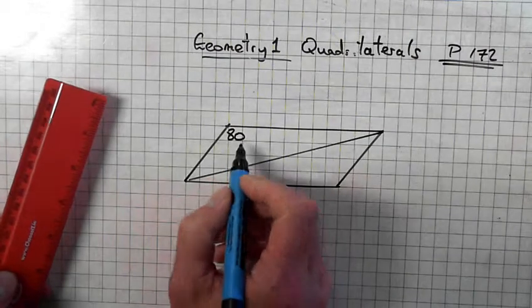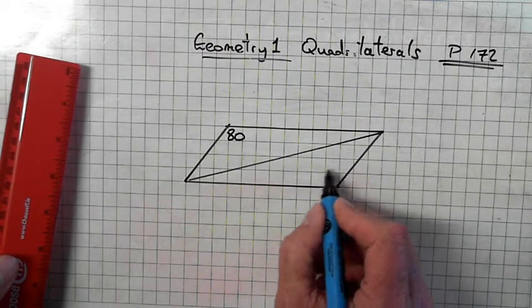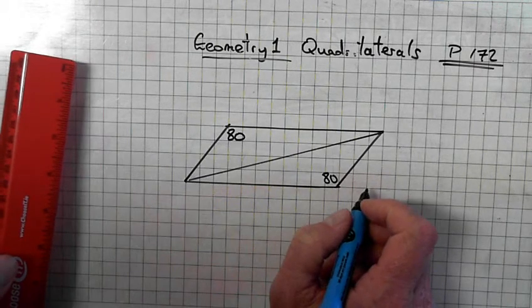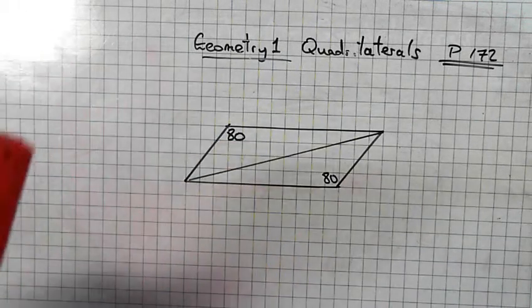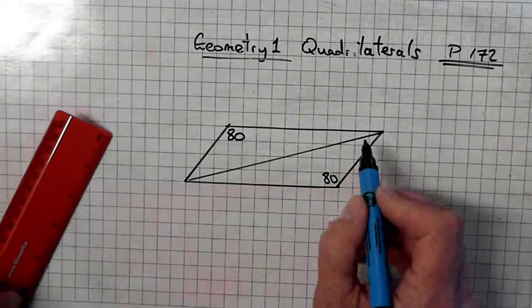Right, that's 80 degrees. Straight away, what can you tell me about this one? That's 80. This is C. It's 80. How is it 80? It's a parallelogram, first of all. Opposite angles are equal.